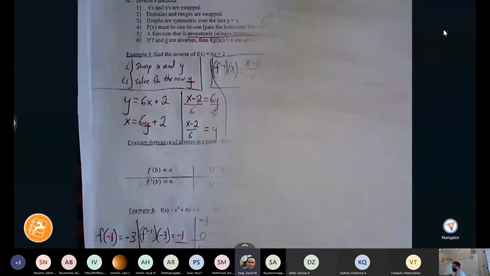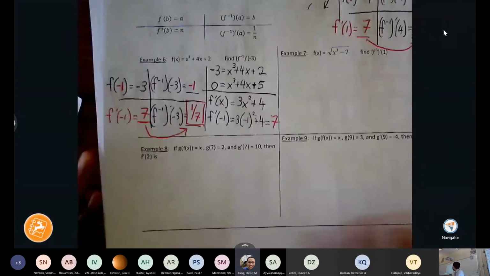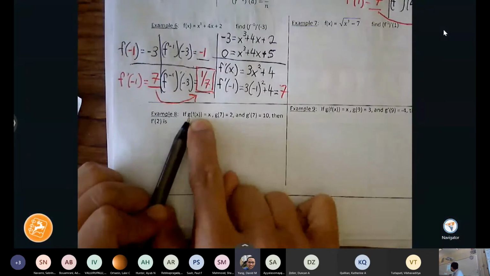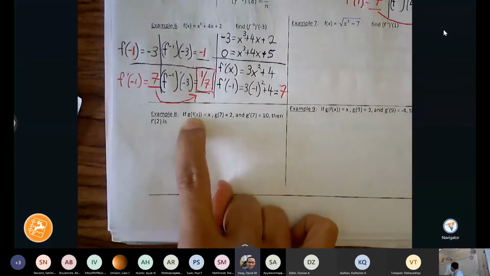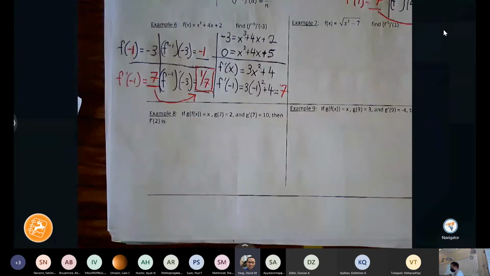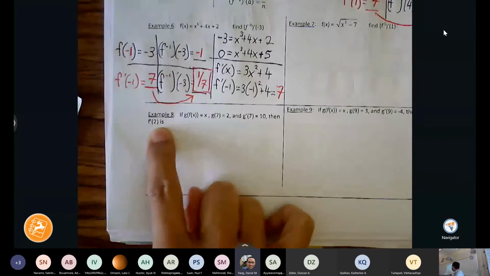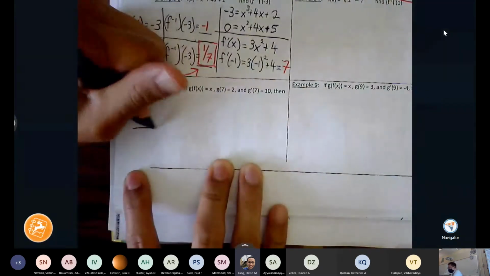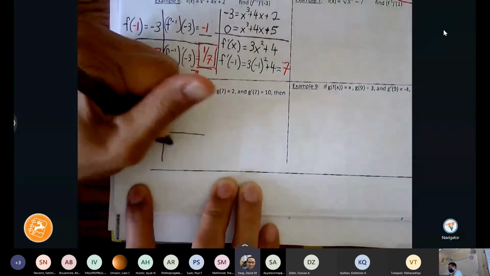Okay, let's look at example 8. Instead of f and f inverse, they're saying that g and f are inverses of each other. So whenever you see g of f of x equals x or f of g of x equals x, that's just establishing that the two functions are inverses of each other. Okay, we're trying to find f prime of 2. So I'm going to put f prime of 2 down here.